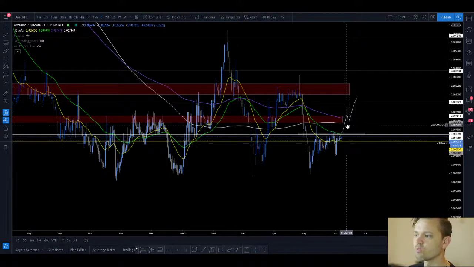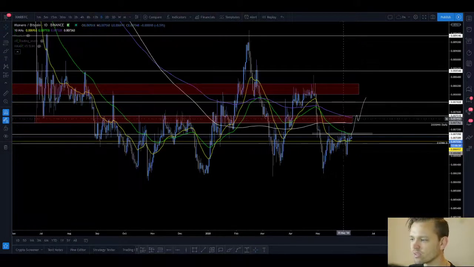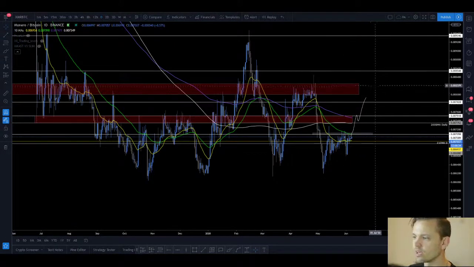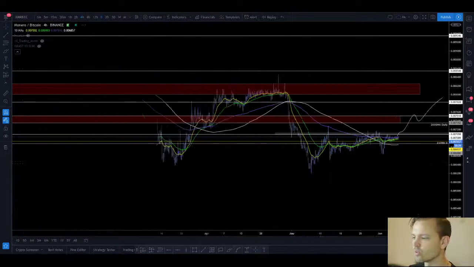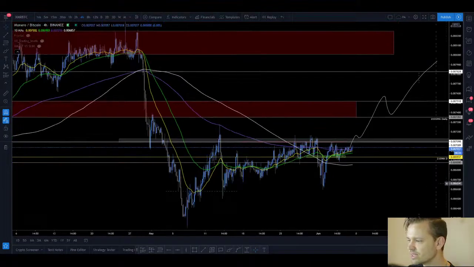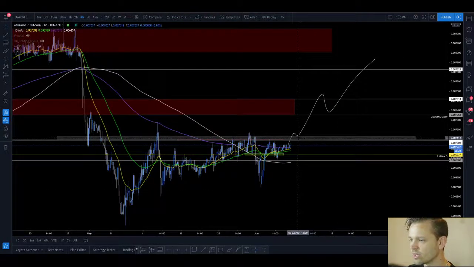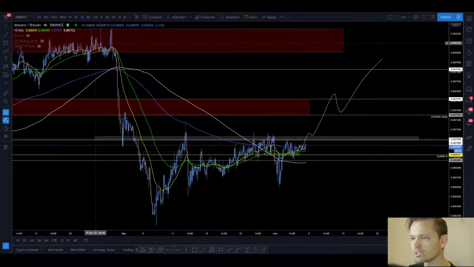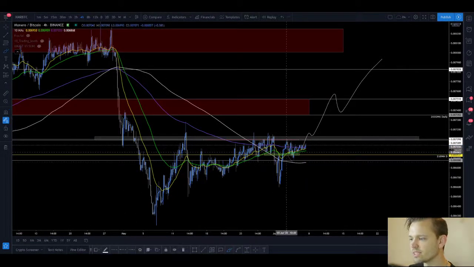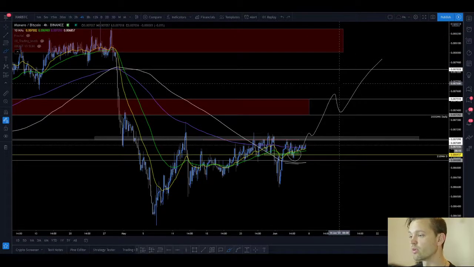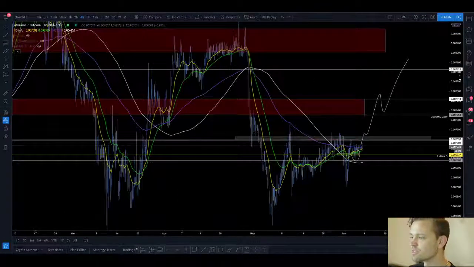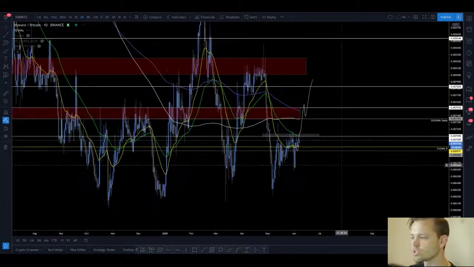So XMR, this one isn't super clear, but it kind of looks like it wants to run, right? It wants to go up and test this area at least, and if we do reclaim that area, I do see a move up to 8,200 sats. So what I'm looking for right now, let's go down into the 4 hour. I would like to see this gray box here get reclaimed for a move higher. Stop loss, like I said, would be below the last swing low on the 4 hour, which is this one. So stop loss below here, entry here, take profit, save 20% for even higher prices. Very simple. That's what I'm watching on XMR.